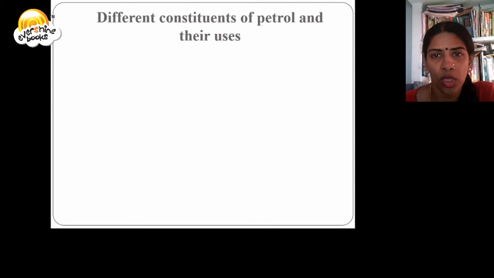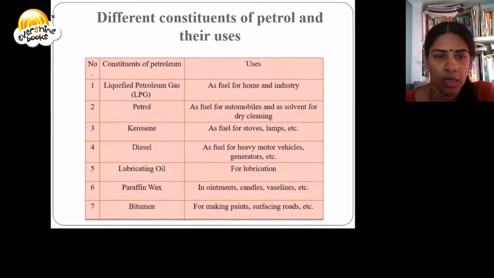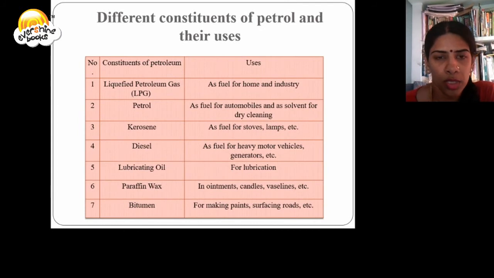Let us now discuss the different constituents of petroleum and their uses. The first product is LPG, liquefied petroleum gas, which we use in our homes, and it is used in many industries too. Second is petrol. We know petrol is used for automobiles, and it is also used as a solvent for dry cleaning.